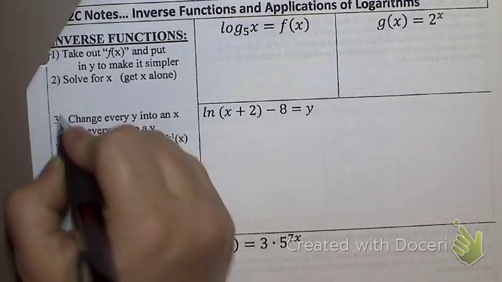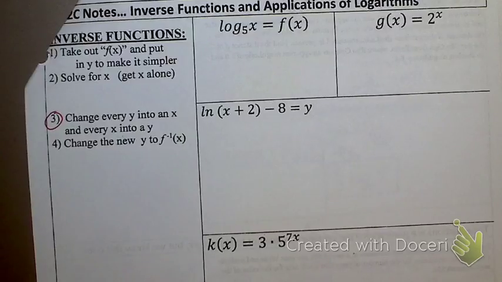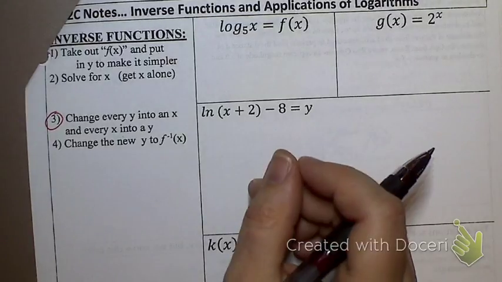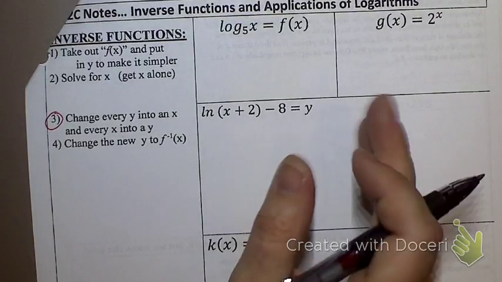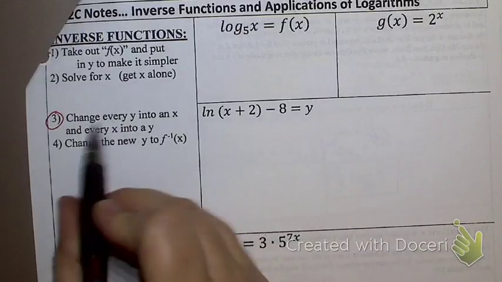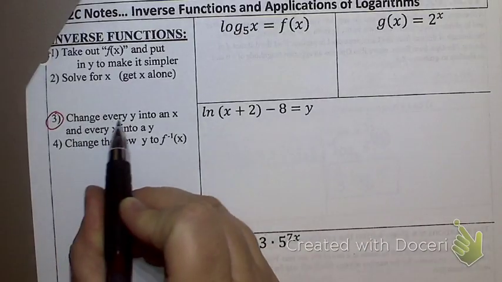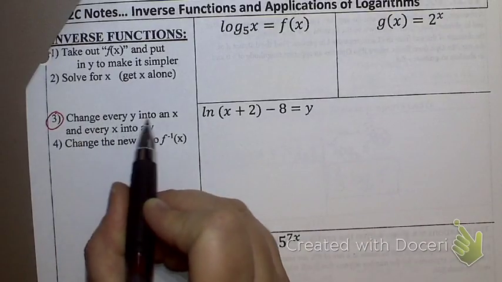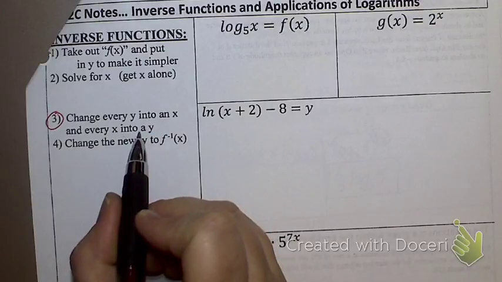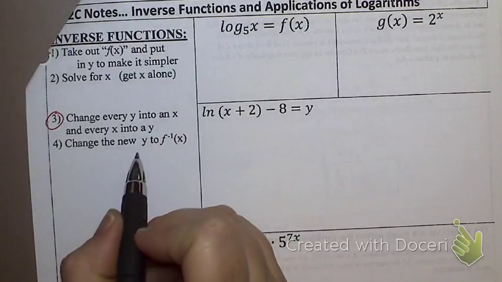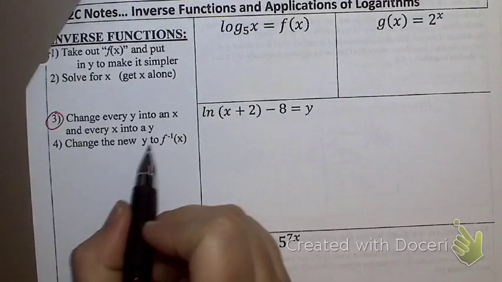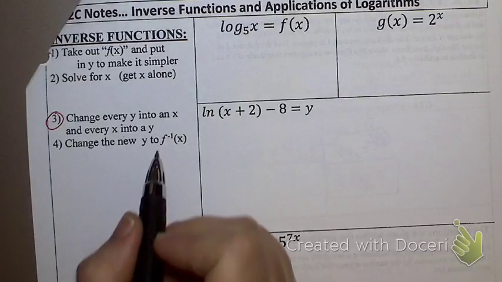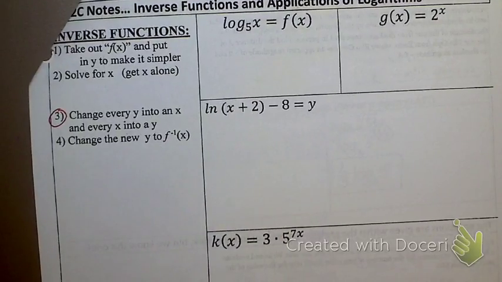Step 3, however, is the most important step because without step 3, you're just moving stuff around. You're not actually getting an inverse. It's not an inverse until you have changed every x to a y and every y to an x. And then the last thing you do is you change the new y to f inverse of x. So? Yeah? Okay, let's try it.